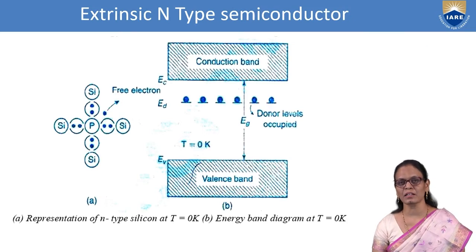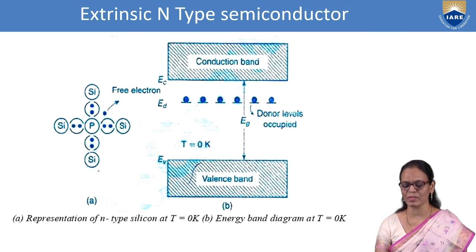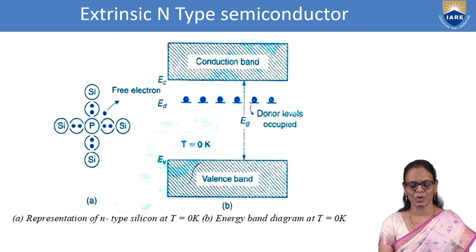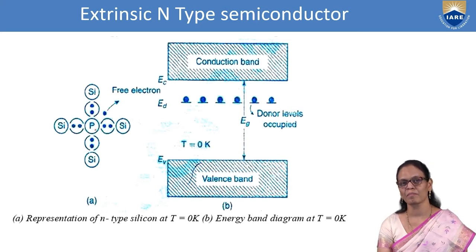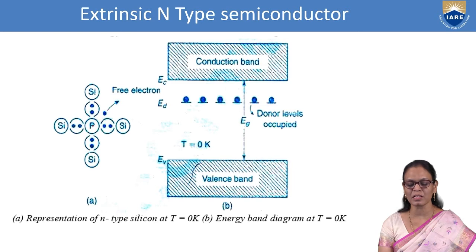Now if you see the crystal structure and also the band diagram together, we have one phosphorus atom replacing silicon here. After adding a pentavalent impurity like phosphorus, what is happening here? This phosphorus is forming bonds with the neighboring silicon atoms. After forming bonds, one electron is free.